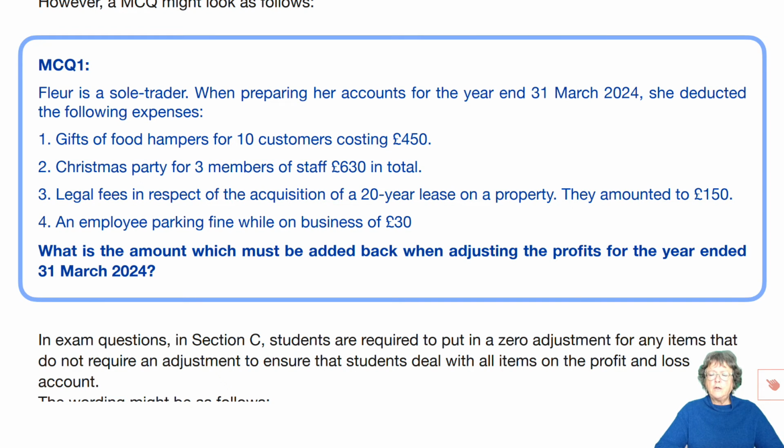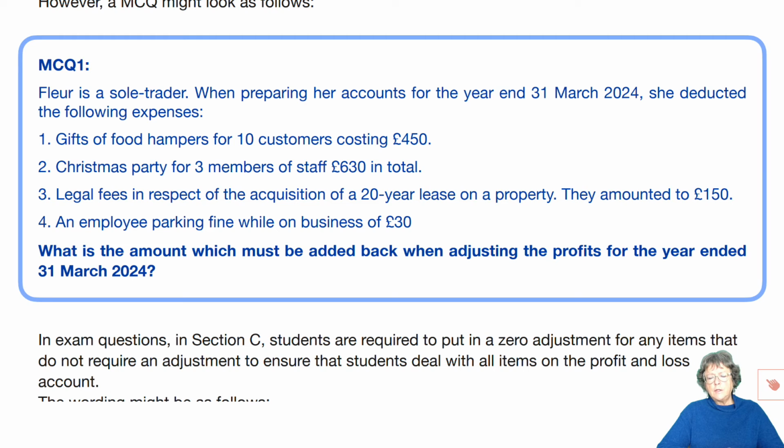So Fleur is a sole trader. When preparing her accounts, she had deducted the following figures. Gift of food hampers to 10 customers, a Christmas party for 3 members of staff, legal fees in respect of a short lease for £150, and an employee parking fine while on business. Okay, what is the amount that she must add back when adjusting the profits for the year?